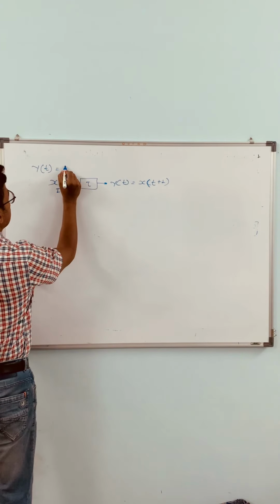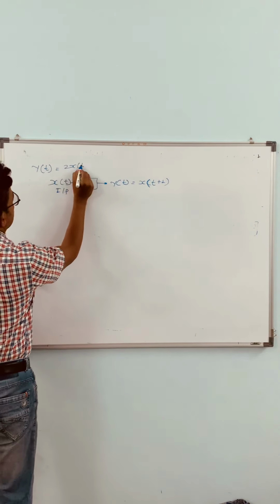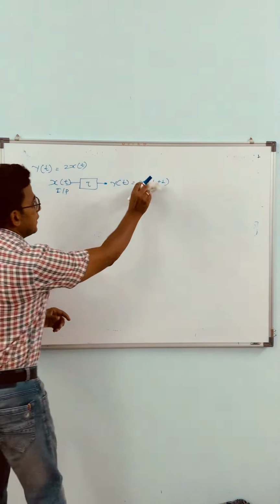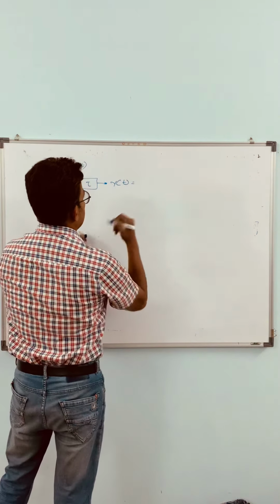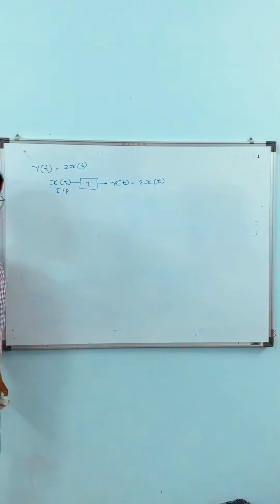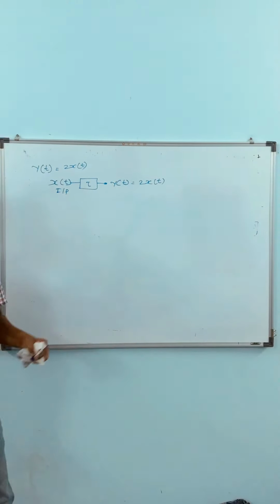I will take here 2x of t. Now, what is going to change? Amplitude; time remains the same. Here x of t is the input going into the system, and the output created becomes 2x of t. So x of t becomes 2x of t. Time remains the same, amplitude is changing.